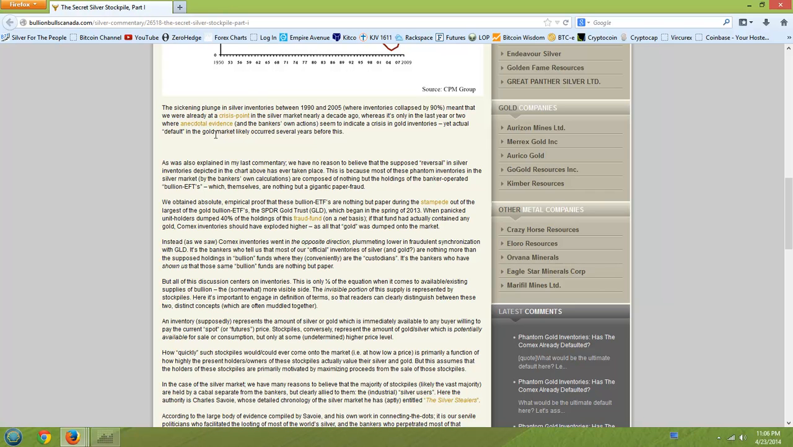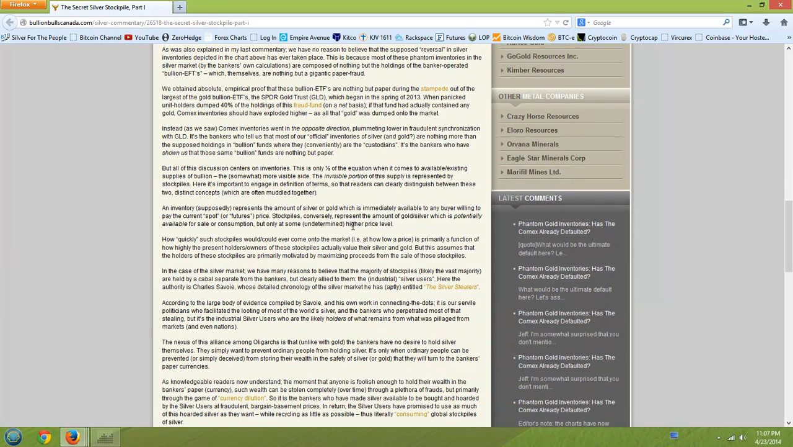If that fund had actually contained any gold, COMEX inventory should have exploded higher as all that gold was dumped onto the market. Instead, as we saw, COMEX inventories went in the opposite direction, plummeting lower in fraudulent synchronization with GLD. It's the bankers who tell us that most of our official inventories of silver and gold are nothing more than the supposed holdings of bullion funds, where they conveniently are the custodians. It's the bankers who have shown us that these same bullion funds are nothing but paper.